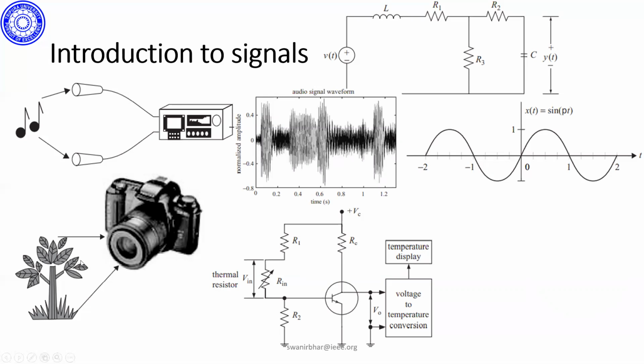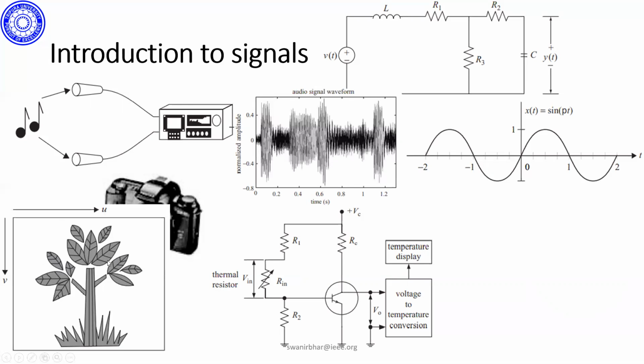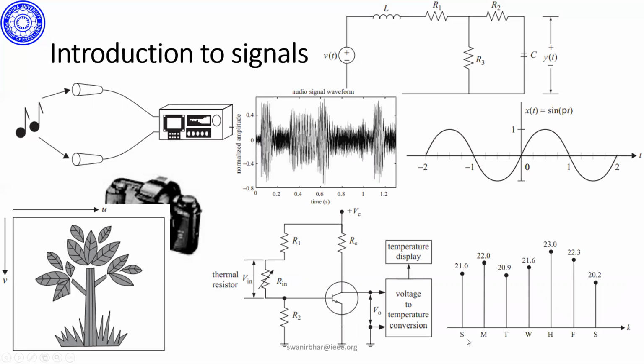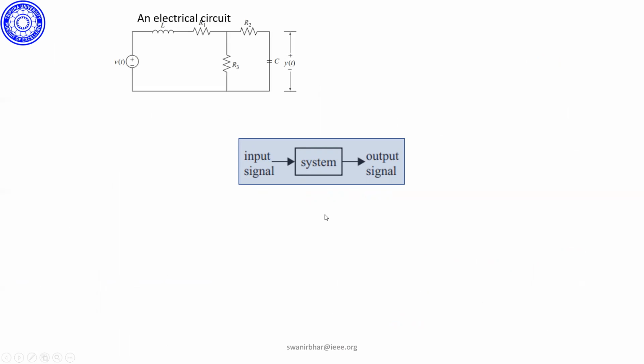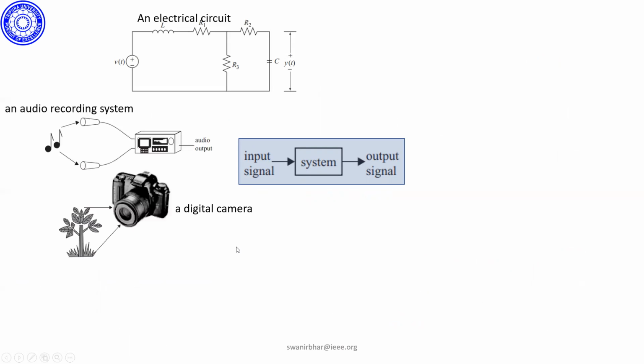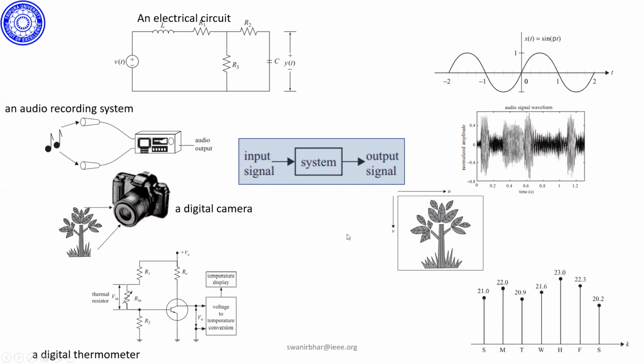If you are taking a picture with your digital camera or your mobile camera, you get an image, which is a two-dimension signal. In this case it is a one-dimension sinusoid; here it is a mixture of so many sinusoids. Here it is a two-dimension signal, and if it is a digital thermometer, it will be discrete signals like Sunday, Monday, Tuesday. These are the different temperatures. So in total we have a system where there is an input signal and an output signal. These are the systems, the input and output signals.